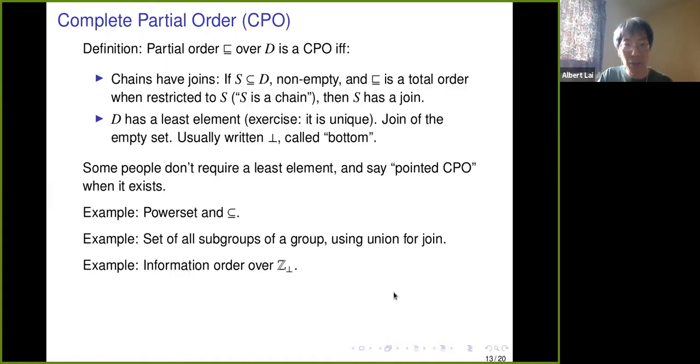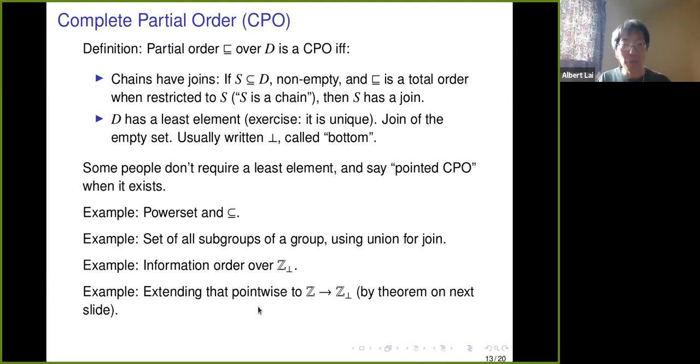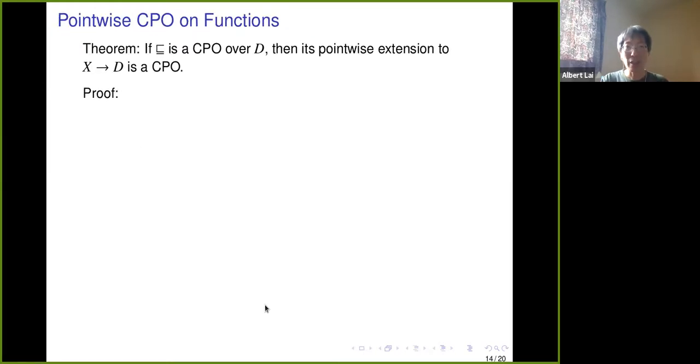Okay, but if you extend that order pointwise to this function space, then you also get a CPO. That's the interesting part, and the proof is on the next slide. In general, if the codomain of your function space is a CPO, then the pointwise order for your function space will be a CPO as well. And I am going to run out of time very soon, so I will skip the proof.